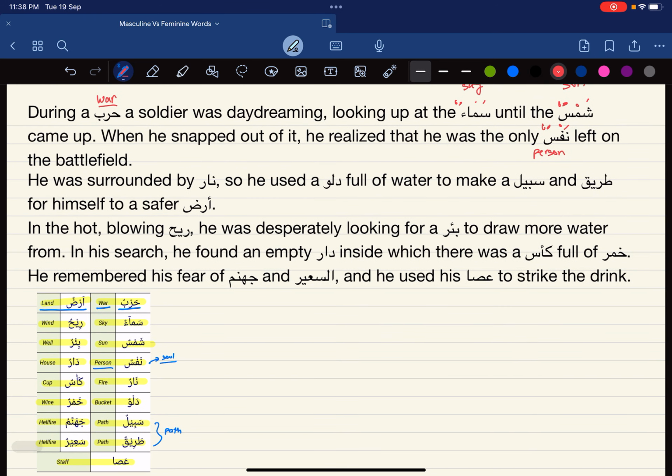He was surrounded by nar, fire. So he used a dalwun, a bucket full of water, to make a sabilun, path, and tariq, pathway, for himself to a safer earth. Now, fun fact, not earth, land. Okay, there we go.